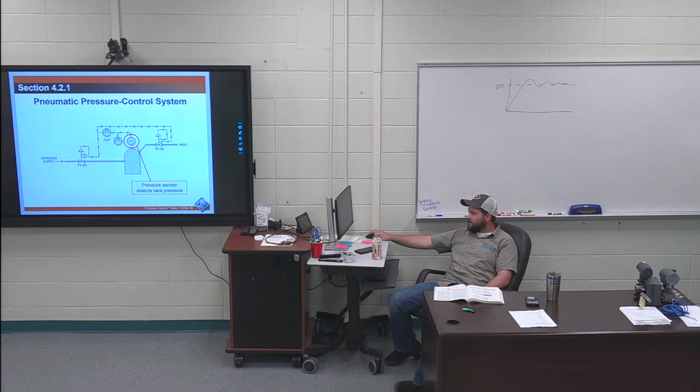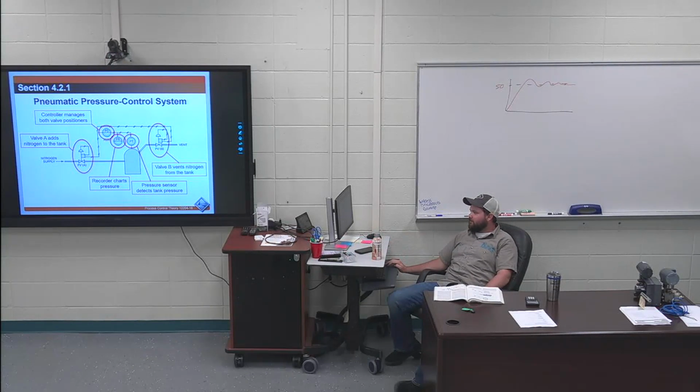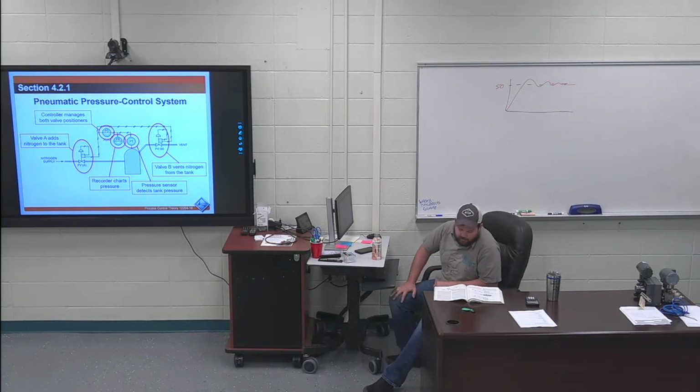So pressure transmitter senses pressure in the tank. Pressure recorder records the pressure that's in the tank. The controller looks at the pressure in the tank and sees whether, if the pressure is low in the tank, which valve is it going to open, A or B? It'll open A, because it'll add nitrogen. If the pressure's high in the tank, it'll vent it out through valve B. That makes sense? So valve A adds nitrogen to the tank, valve B vents nitrogen from the tank. So that's a pneumatic pressure control loop.